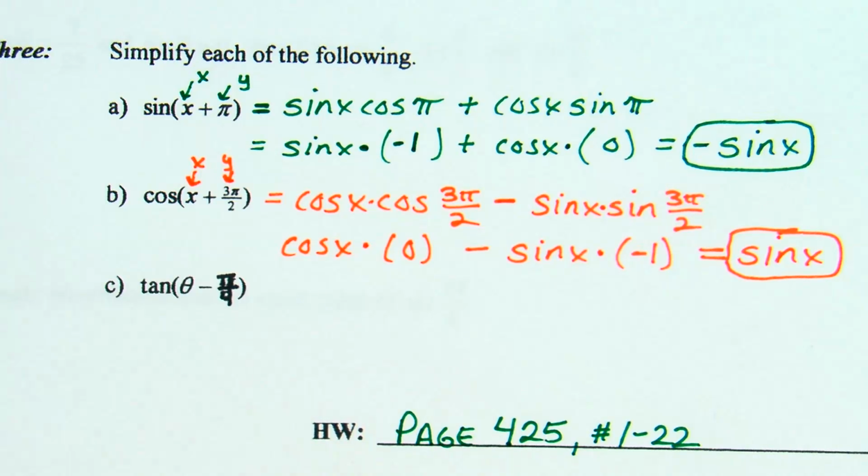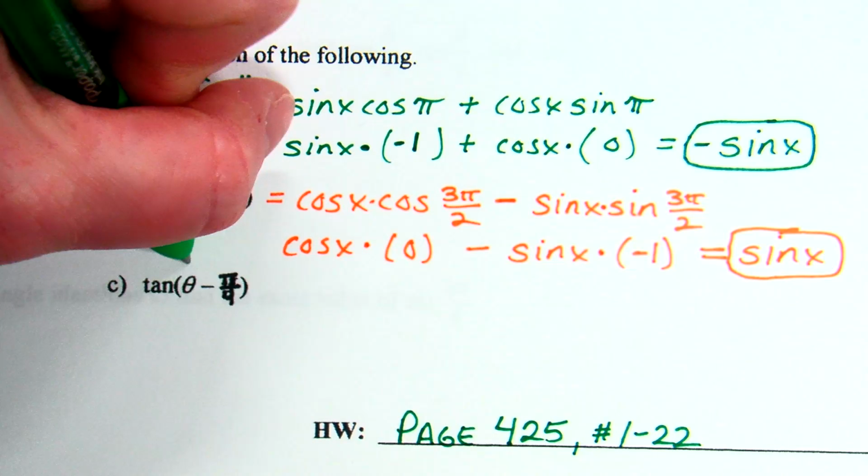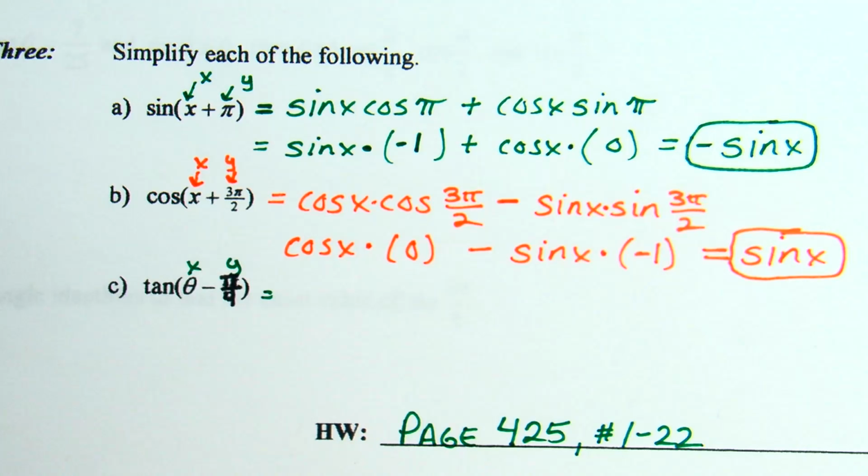Okay. And C. Last official problem of the homework. As I said, if I have a chance, I'll try and grab one of them from 1 through 10 and do one of those with you to get you guys started. Tangent of theta minus pi over 4. Okay? So, you got your x and y identified? Tangent identity looks a little ugly, but it's not that bad.